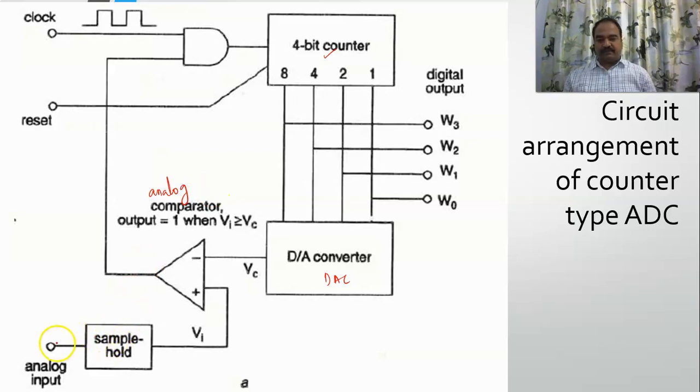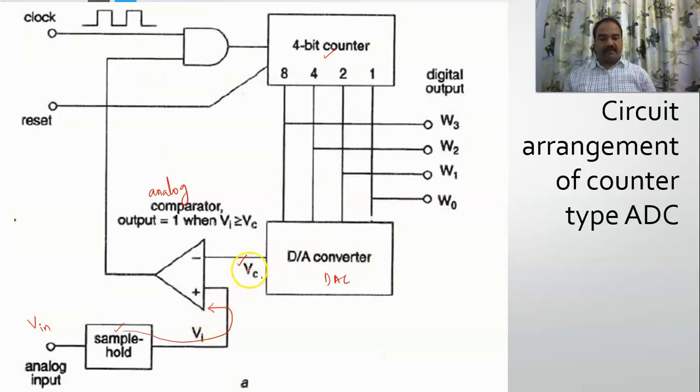So if you carefully see, this is your analog input. Let us suppose this is my analog input, which is to be quantified. Now this, with respect to your sample and hold circuit, is being fed here. Here it is compared with a VC, often called a control voltage. This control voltage comes from here. This I will explain later.